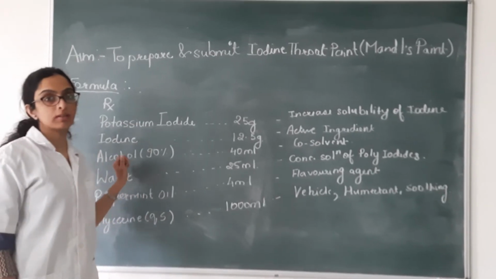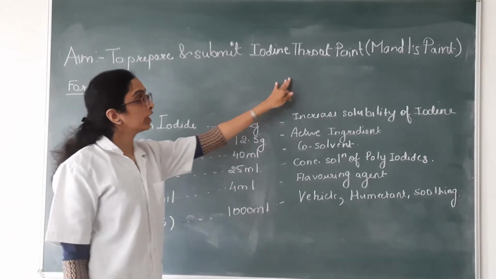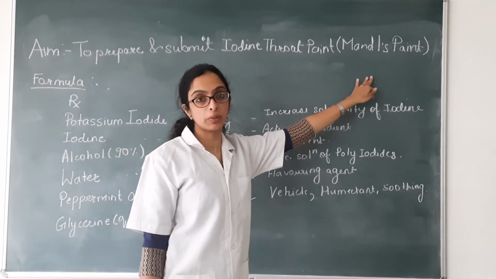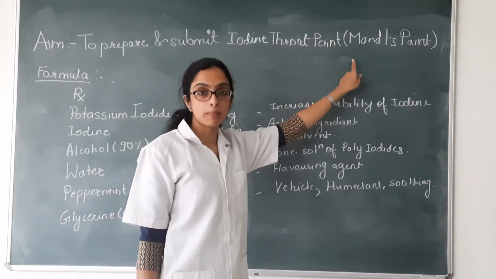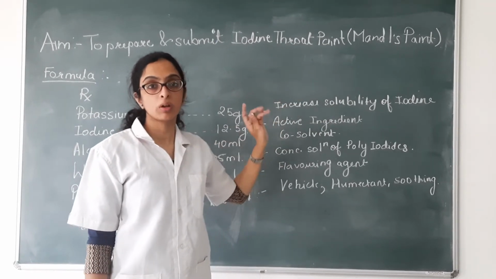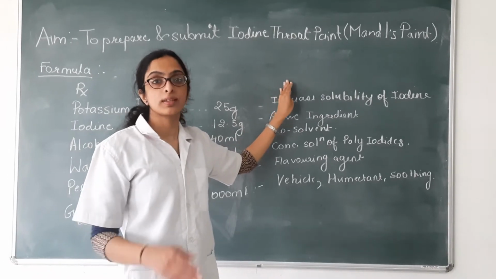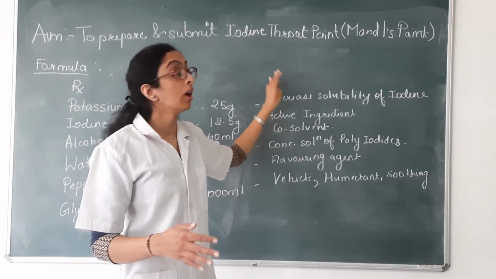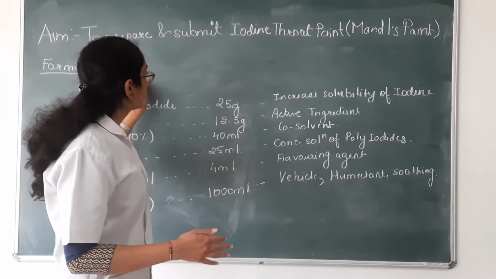Hello students, today we are going to prepare and submit iodine throat paint, which is also known as Mandel's paint. So the synonym for this preparation is Mandel's paint. Now this throat paint is used for the treatment of throat infections such as laryngitis, pharyngitis, tonsillitis, etc., and also for sore throat. Now we will see the formula.